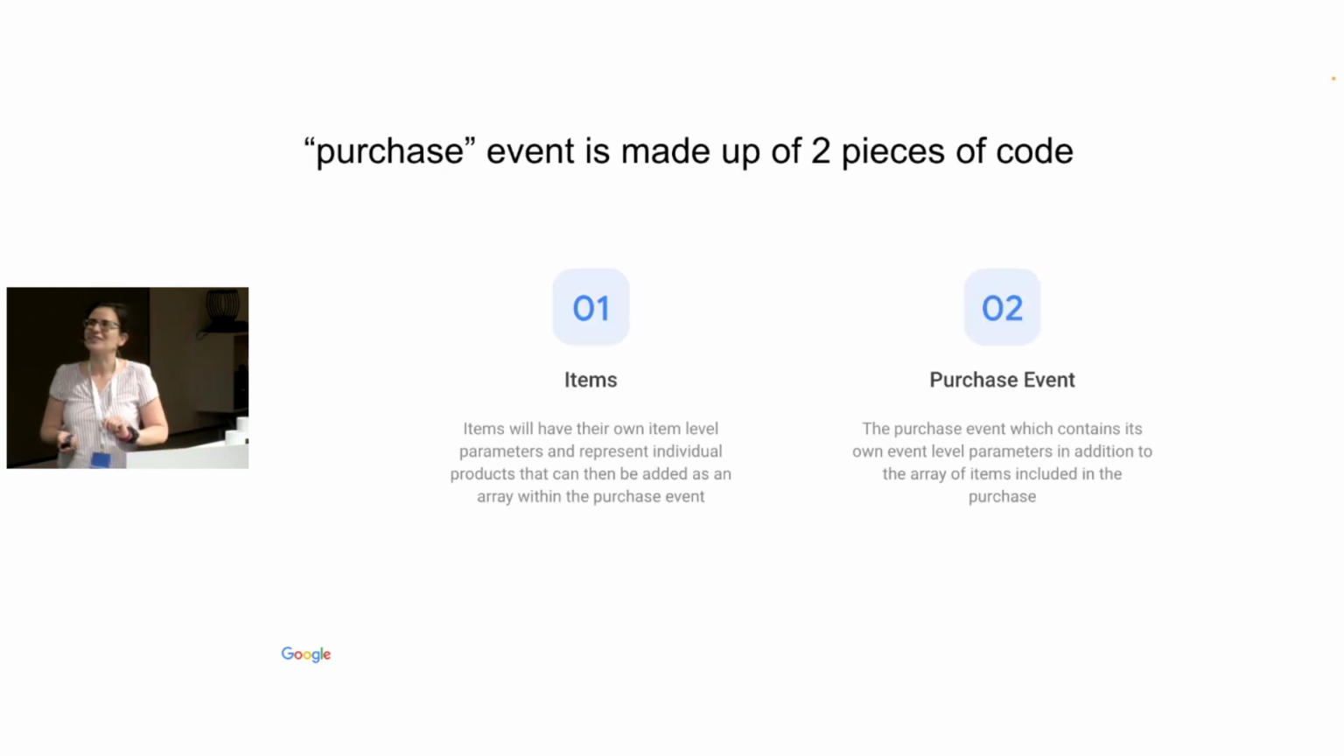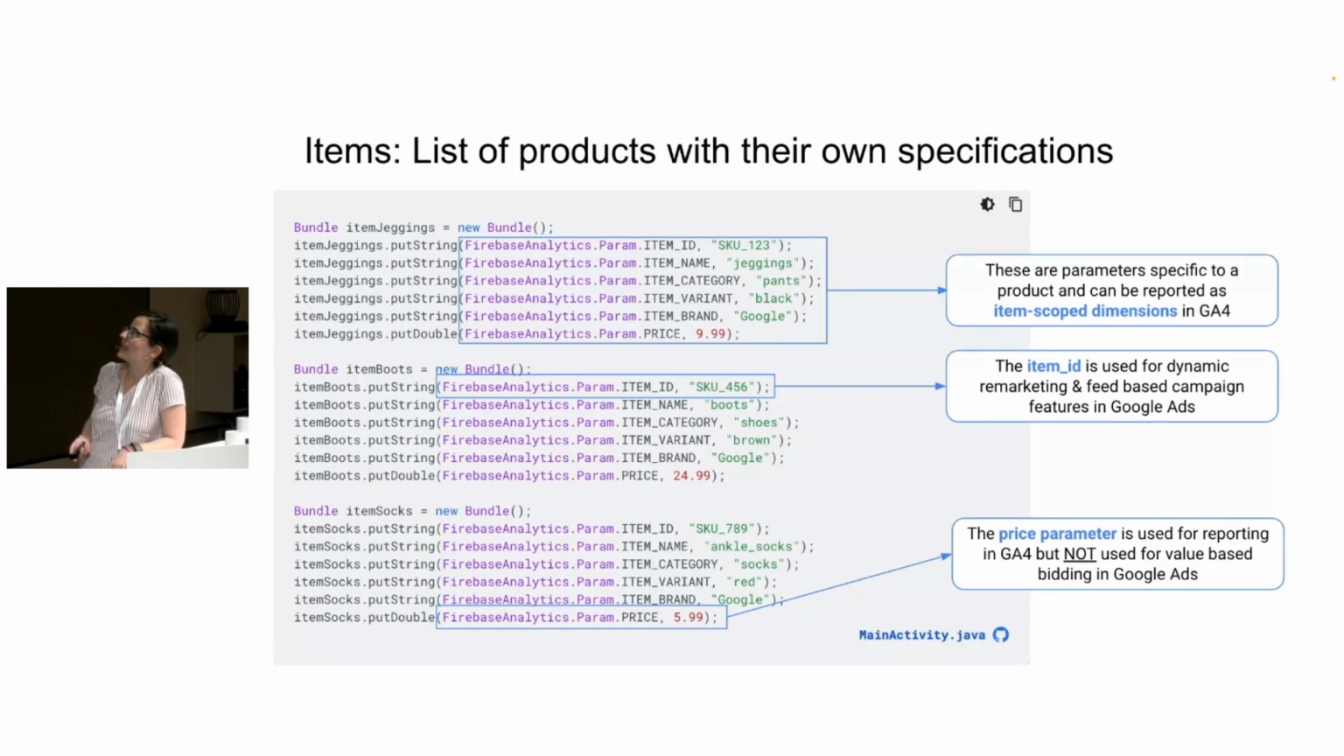Again, getting a bit into the code, the purchase event is made up of 2 pieces of code. Items, and items obviously are the products that your users bought in the purchase, so they have their own item level parameters. And then the second piece of the code of the purchase event is related to the actual purchase event, and it has its own event level parameters.